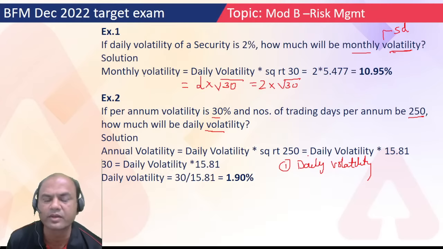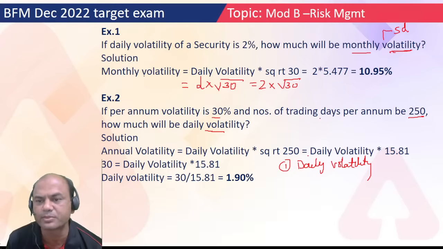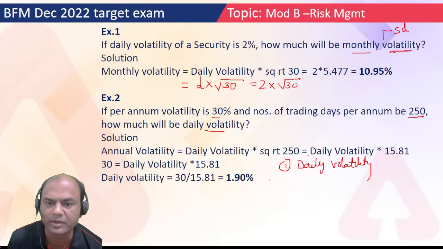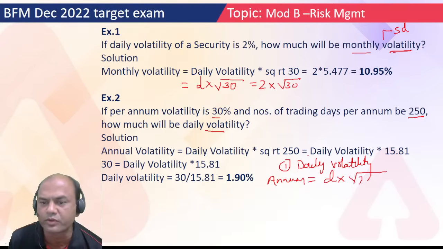Now let's find it over here. Per annum volatility is given as 30%. The number of days per annum is 250. Find the daily. So annum volatility equals daily into square root of number of days. The number of days is 250, and the annum volatility is 30%. So 30 equals D into square root of 250. We won't write percentage now.